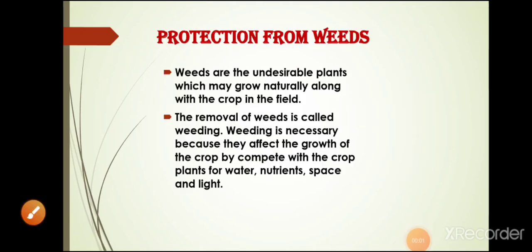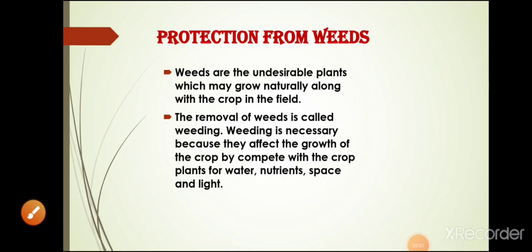Our next topic is protection from weeds. What are weeds? Students, you have seen undesirable plants grow along with the crops naturally. These undesirable plants are called weeds. Now you have seen that farmers remove these undesirable plants, which we call weeds, from the fields. We call this process weeding. So what is weeding? The removal of weeds from the field is called weeding.